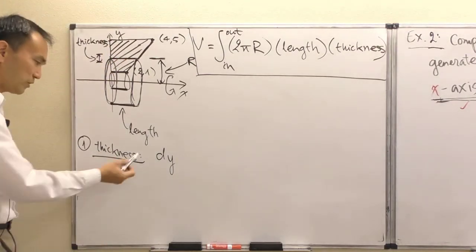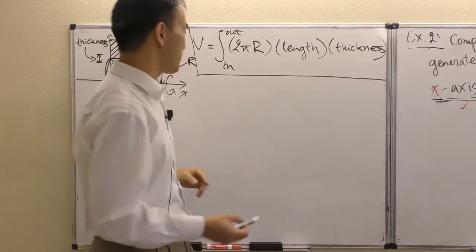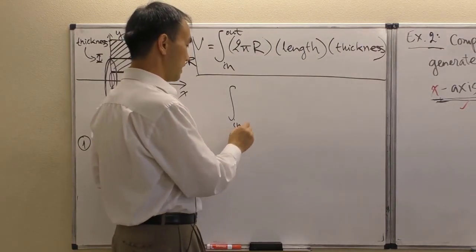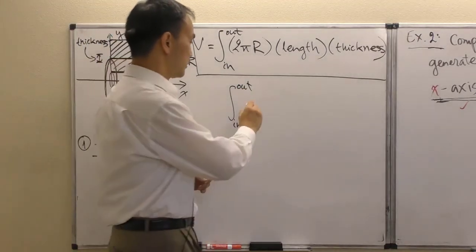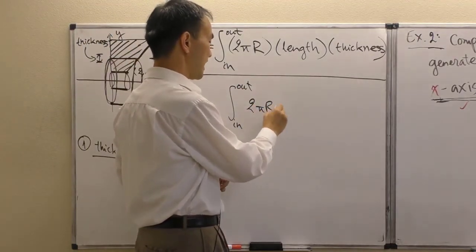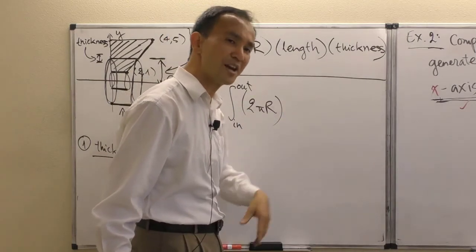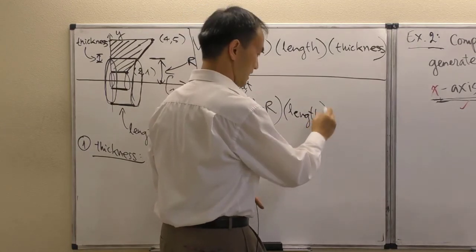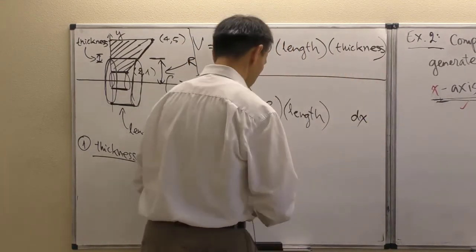And so now that we have the thickness, we can start filling in our accumulation formula right here. An integral is accumulation from the inside out. To calculate this volume, we're accumulating shell volumes from the inside out. 2 pi r is the circumference. I have not found the generalization of the radius yet. I have not found any generalization for the length yet. Let's leave it there, but the thickness now I know is a dy.